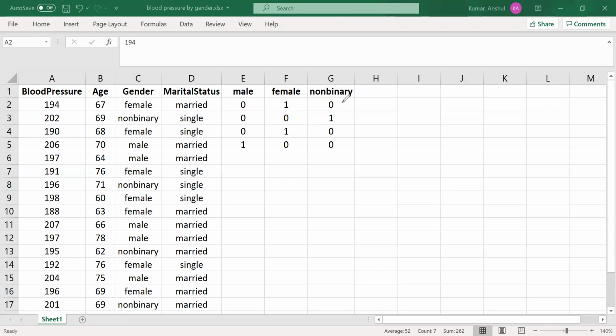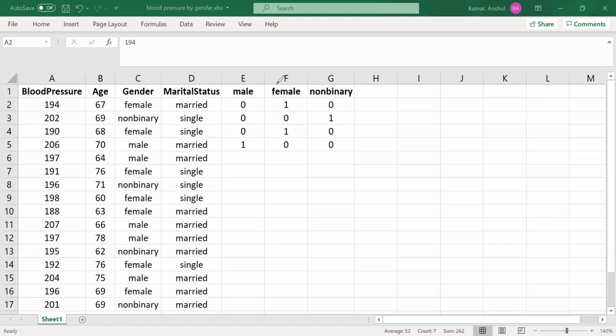Okay, let's try for row number 3. Let's figure out what is the person's gender in row number 3. Is that person a male? No, we have a 0 here. Is that person a female? No, we have a 0 here. Are they non-binary? Yes, we have a 1 here. And let's double check that. Oh, look, that person is non-binary. So that worked out. Perfect.